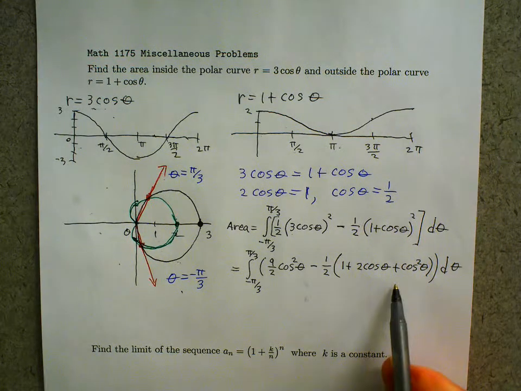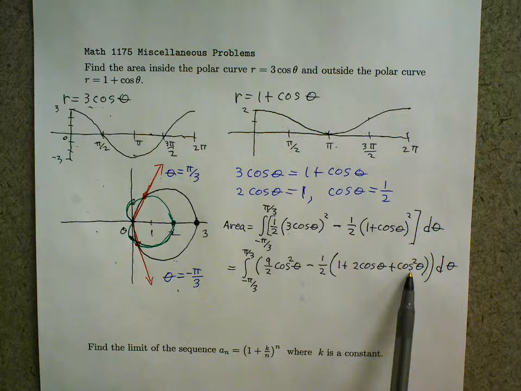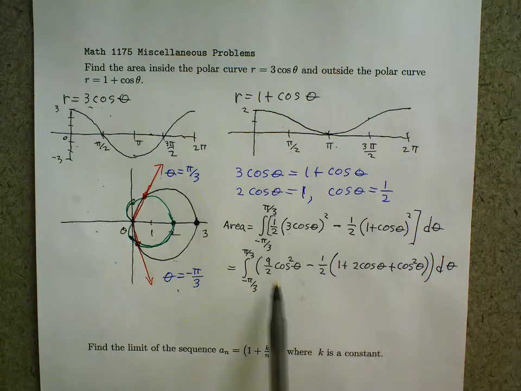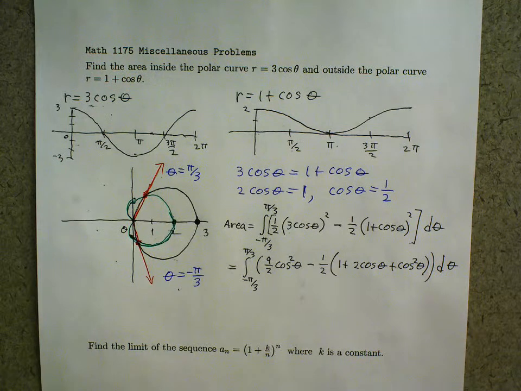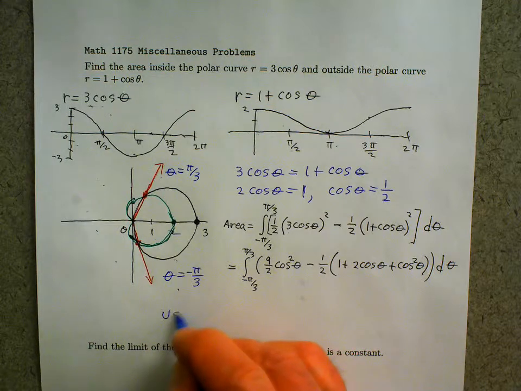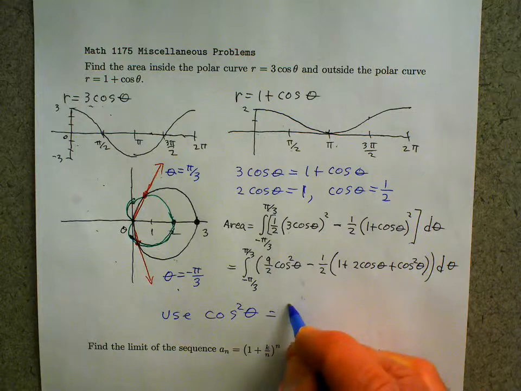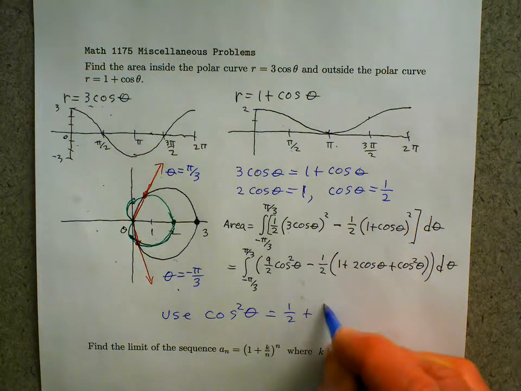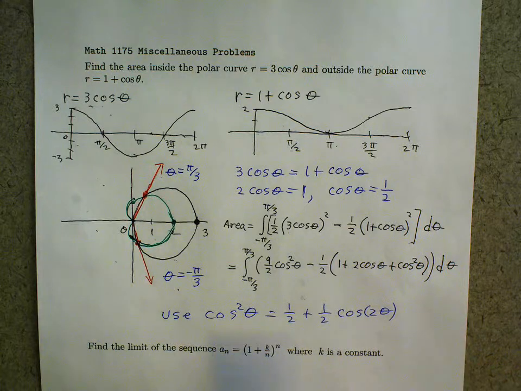And I think I'll leave the rest of this for you to do. Simplify the integrand a little bit more and combine the cosine squared of theta terms. And then when integrating, use the identity for cosine squared of theta. So cosine squared of theta equals 1/2 plus 1/2 times cosine of 2 theta, which seems to be a pretty handy formula to use when integrating.